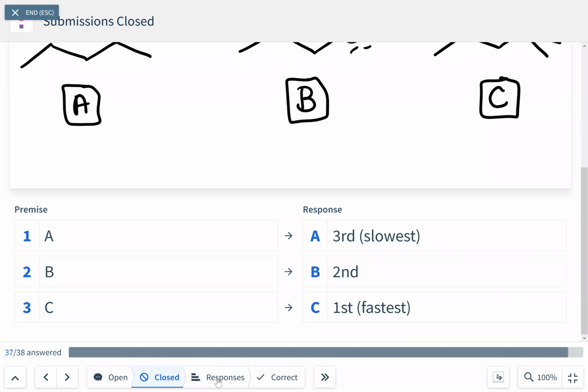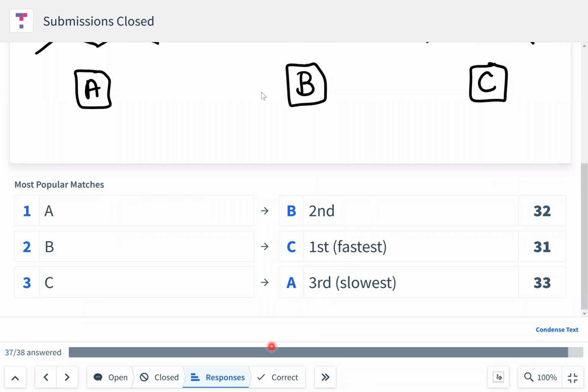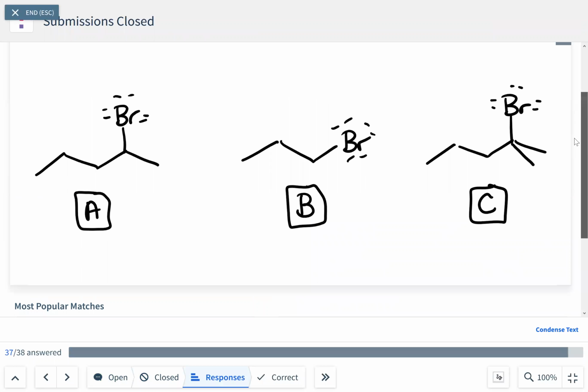What did everybody say? Okay, so A, B, and C. A, this carbon is a secondary one because there's one carbon, 2 carbons, secondary alkyl halide. B is a primary alkyl halide because there's only one carbon there. And C, this has got 1, 2, 3 carbons. So this is a tertiary.